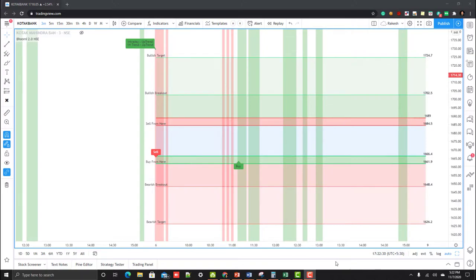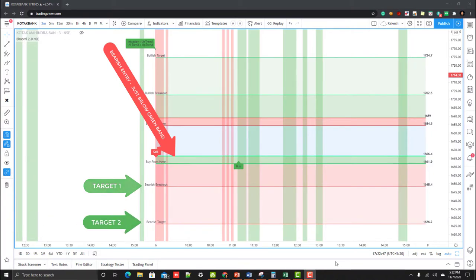However, if you have entered at sell from here for a bullish trade, your T1 is bullish breakout and T2 is your bullish target. Similarly, if you have entered a bearish trade at the breakdown of buy from here level, then your T1 is your bearish breakout and T2 is your bearish target.